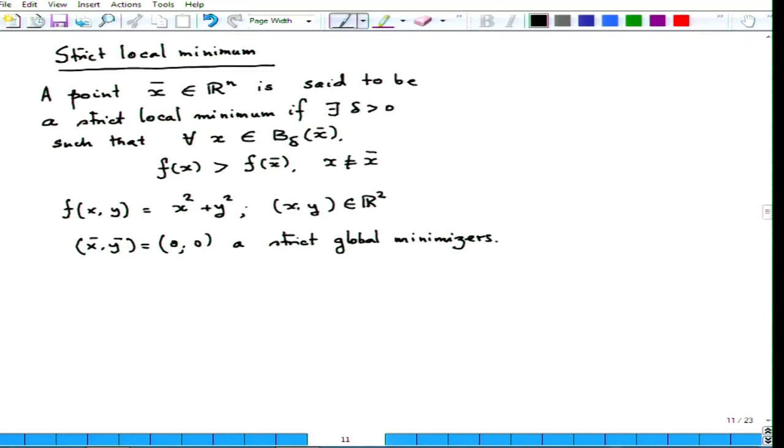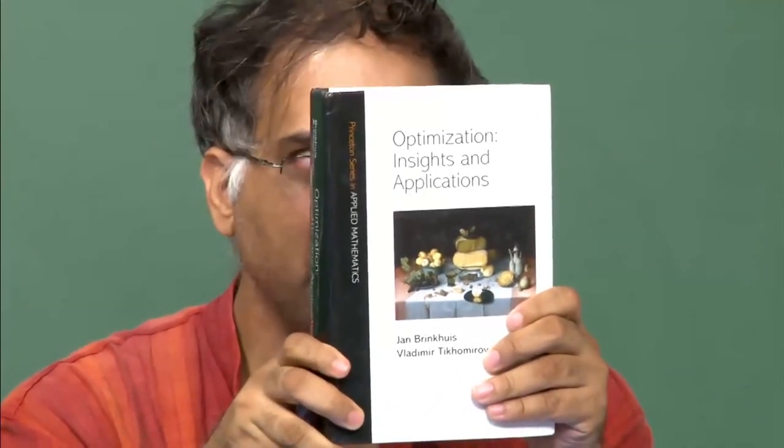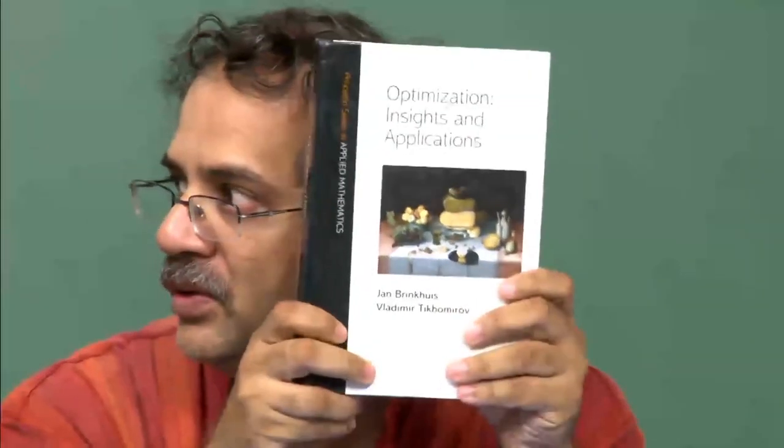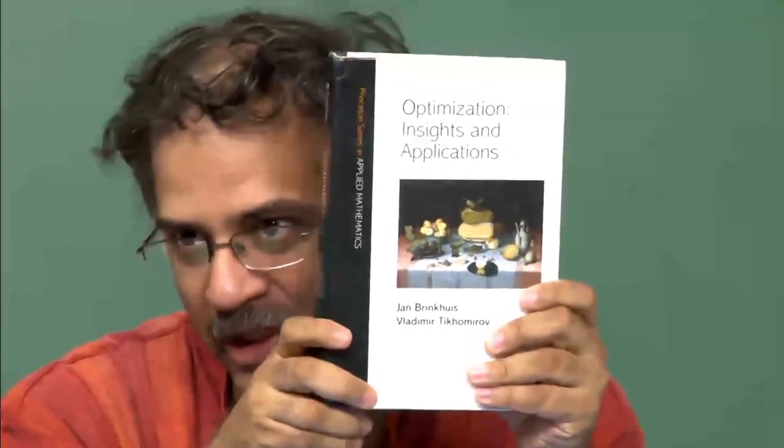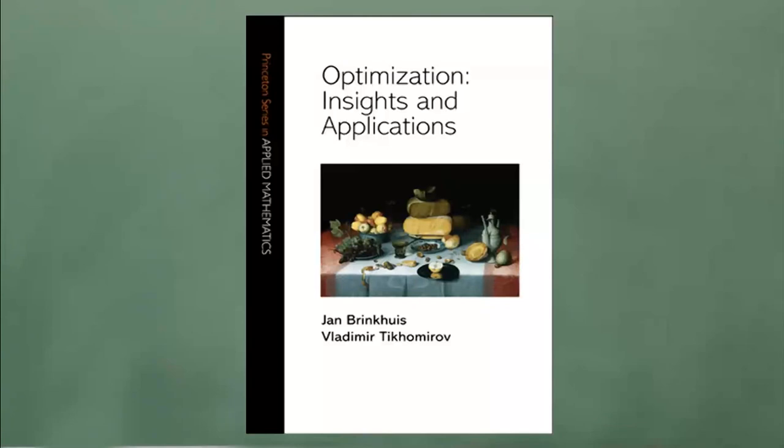So as we said, this is largely storytelling. So because this is storytelling, I really have to lighten up the atmosphere. One important book that one might read, which will make him a convert into an optimizer, attracted toward this field, is the following book. The name of the book is Optimization Insights and Applications by Jan Brinkhuis and Vladimir Tikhomirov, published by the Princeton University Press in the Princeton series in Applied Mathematics. But I do not know whether there is an Indian edition of this book. Vladimir Tikhomirov is an extremely deep person and a great mathematician.